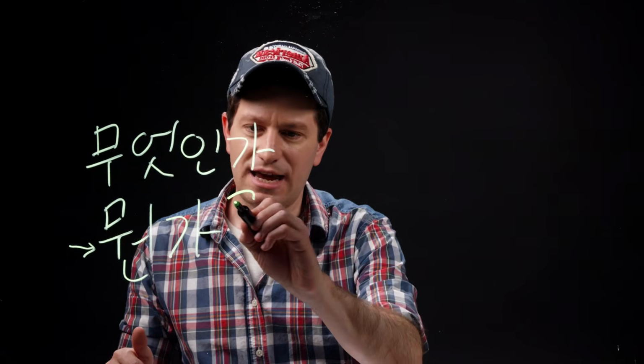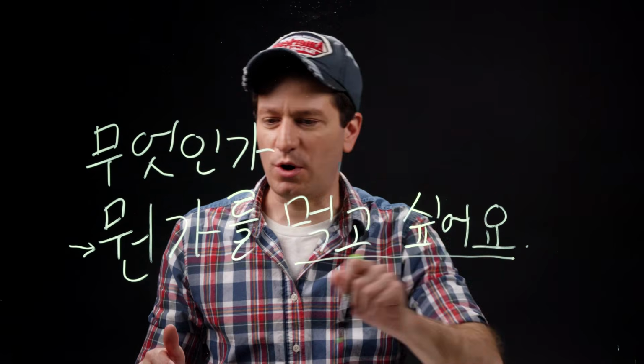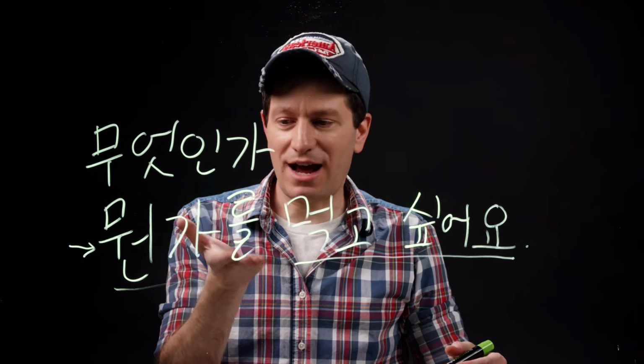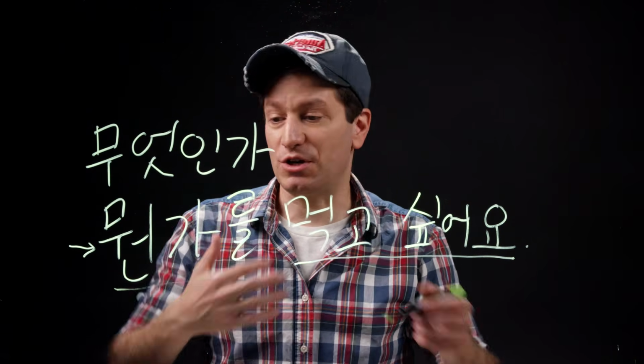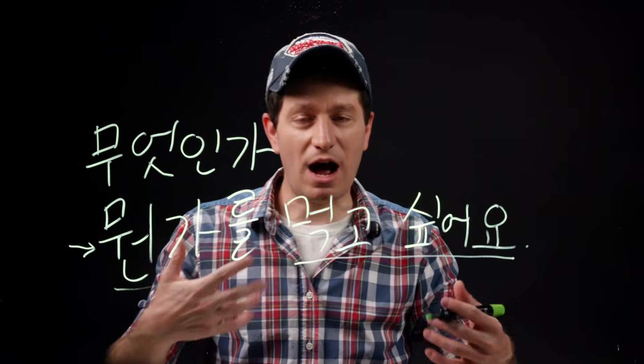For example, you could say 뭔가를 먹고 싶어요. So I want to eat, 먹고 싶어요. I want to eat something. And you just use it like any regular noun. So here we've added the object marker, but you didn't have to. You can use it in any way you want. 뭔가를 먹고 싶어요. So I want to eat something.